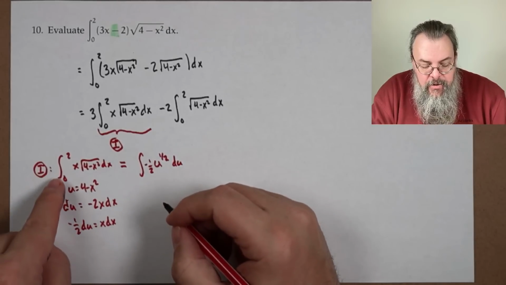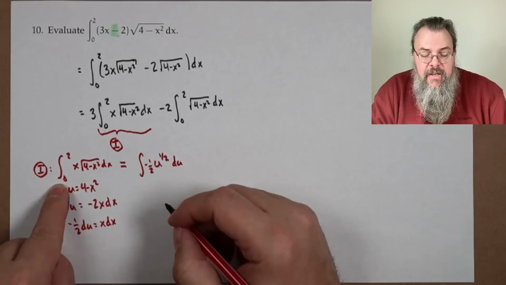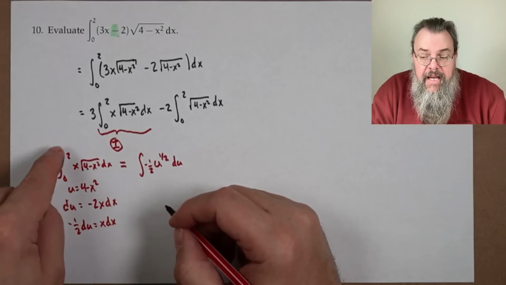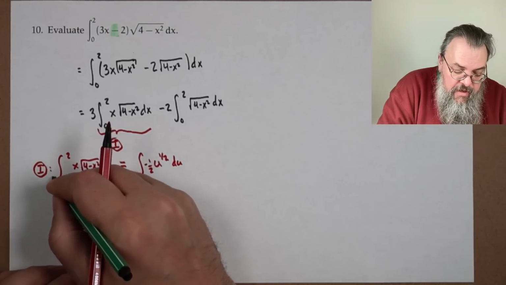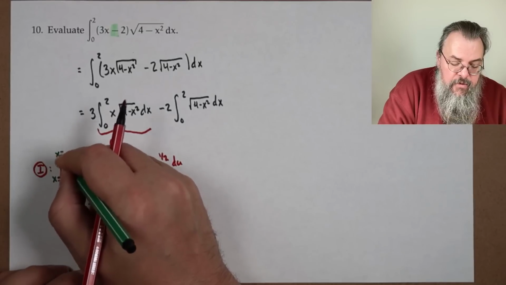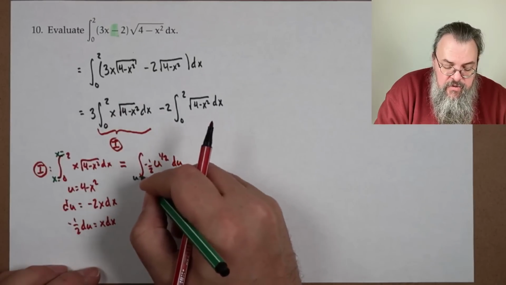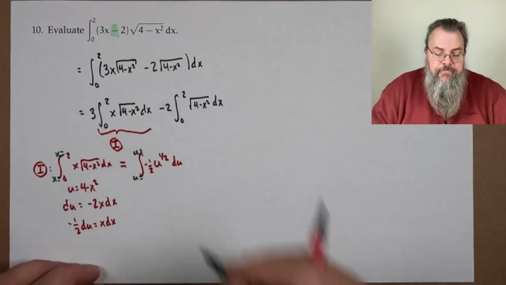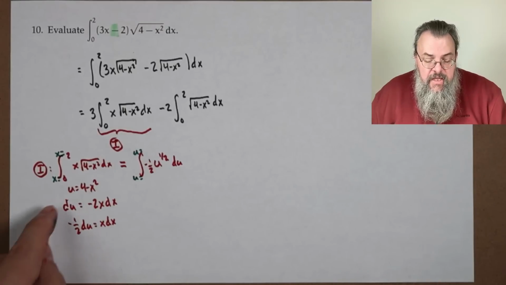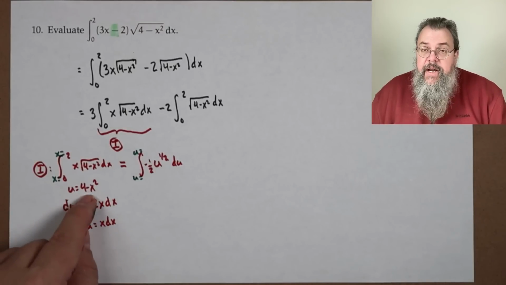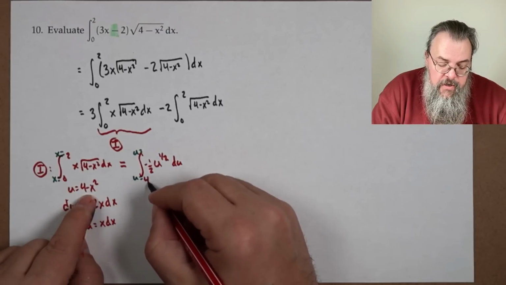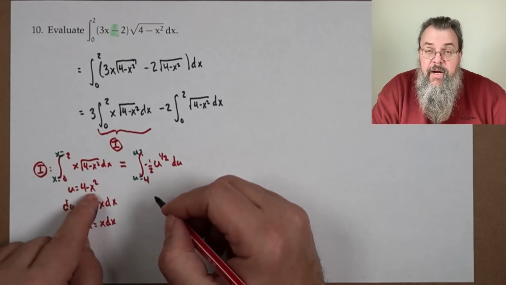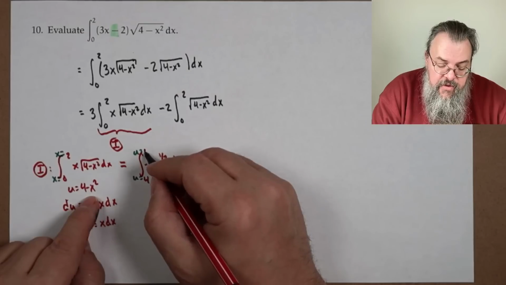Now, our old bounds are x bounds. So we're talking x equals 0 to x equals 2. Just to emphasize, this is x equals to x equals. We want to go to u equals to u equals. Okay, so when x equals 0, 4 minus 0 squared is 4. When x equals 2, 4 minus 2 squared is 0.